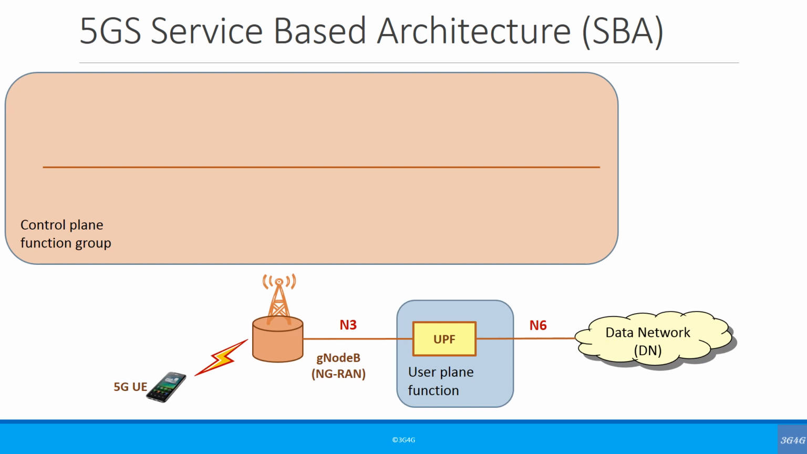The user plane function connects to the data network or DN via the N6 interface. This is similar to the SGi interface in case of LTE. The session management function or SMF connects via the N4 interface to UPF.